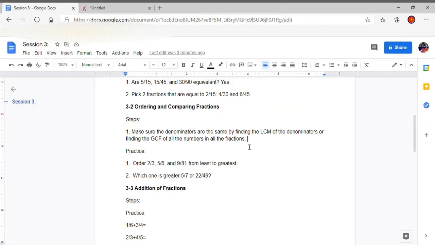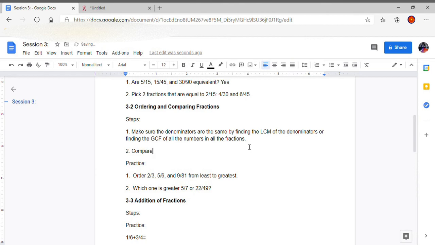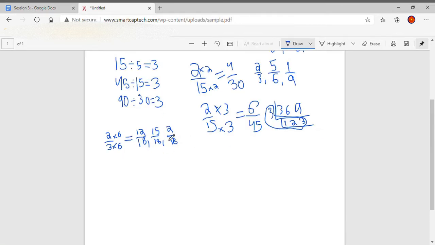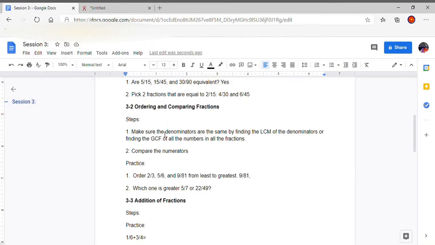Now let's do number 2. Step 2 is compare the numerators. The greater the numerator, the greater the number. So it says least to greatest, meaning the answer is, let's write it in the normal form they came in. So 9/81, because this is 9/81, remember? Then this one, which is 2/3. And finally, 5/6, which was 15/18. So yeah, we're done. Now, which one is greater, 5/7 or 22/49?